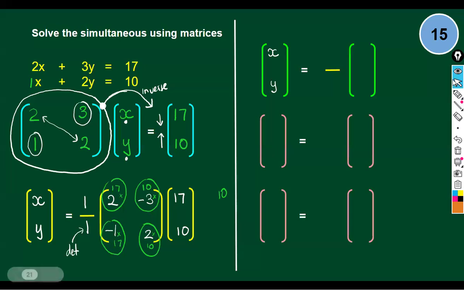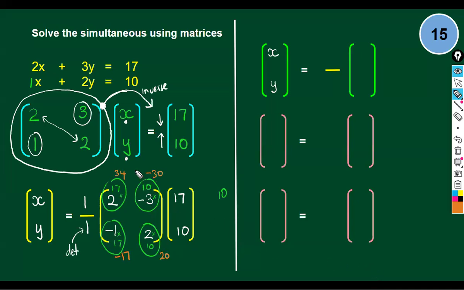17 by 2 is 34. 10 by minus 3 is minus 30. Minus 1 by 17 is minus 17. And 2 by 10 is what? 20, right?